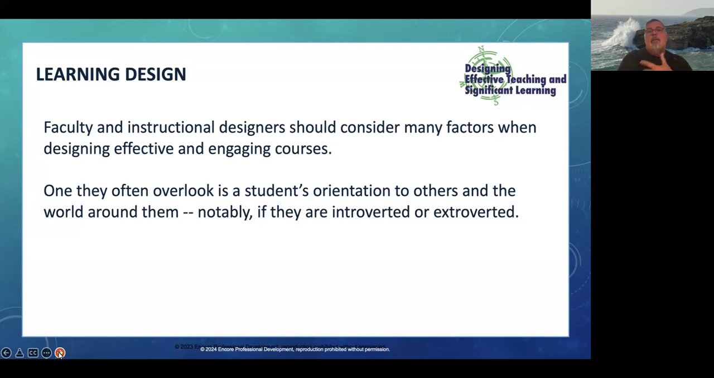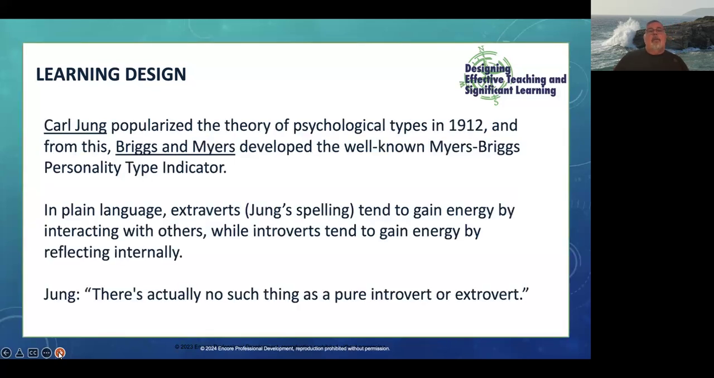So one of the things that's often overlooked is a student's orientation to others and the world around them. So basically, are they introverted or are they extroverted? And the first part of our talk today is really going to be looking at designing courses for both types of learners as we go through here. So we're going to do just a little foundational work at the very beginning here. And that is Carl Jung, and some of you are familiar with his work.